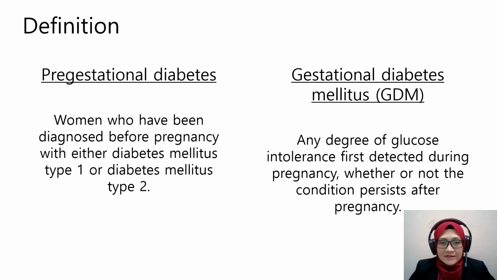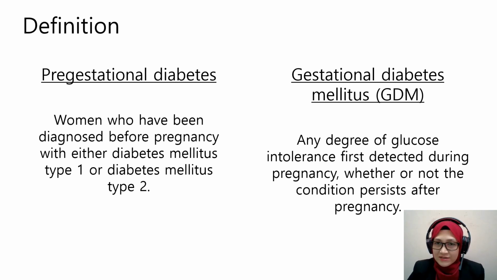So this is the definition of both of the conditions, pre-gestational diabetes and gestational diabetes. So pre-gestational diabetes, to put it in a simple way, is when the patient already has diabetes before. It's either type 1 or type 2 diabetes, and she got pregnant. So during the time when she is pregnant, she has pre-gestational diabetes. That means the diabetes continues during the period of pregnancy.